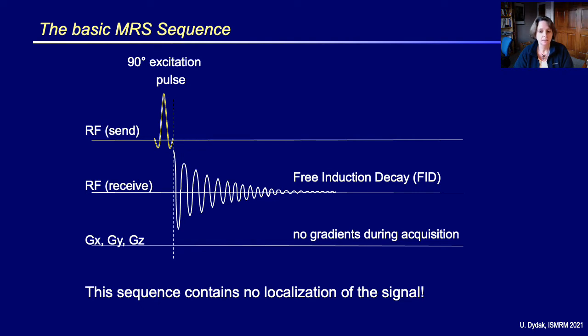Note that this sequence, as shown here, has no gradients played out, and thus does not contain any localization of the signal, nor any of the other typical components of an MRS sequence, such as water suppression or outer volume suppression.